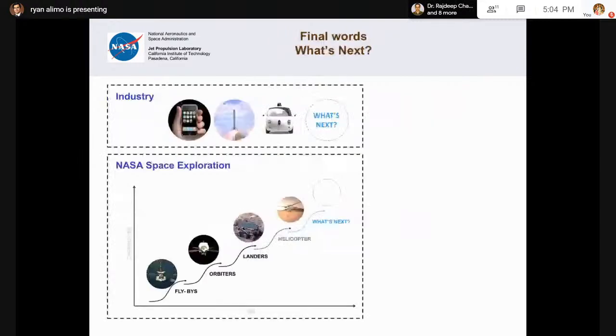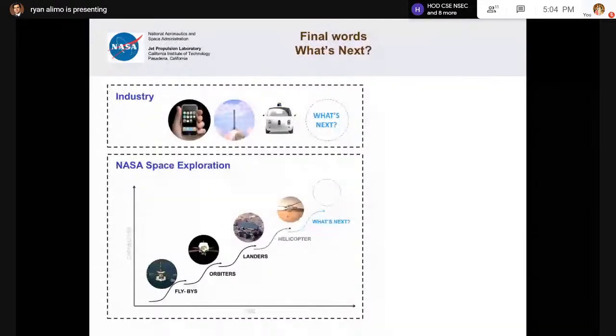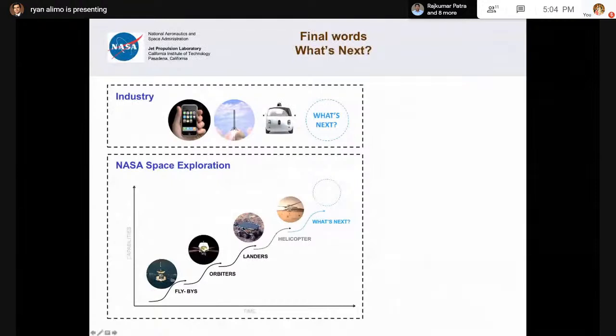So as a final note, we see breakthroughs in industry, right? We saw the iPhone, that was one breakthrough. We saw SpaceX reusable rockets, that was another breakthrough. Self-driving cars, another breakthrough. But what is next? I don't know. But we can talk about spacecraft, again, the same scenario. Some people say the next breakthrough is going to be AI, like general AI, right?